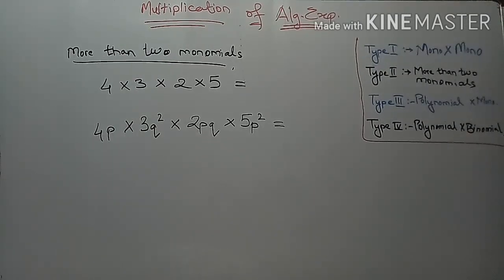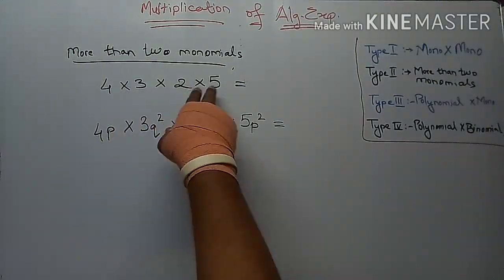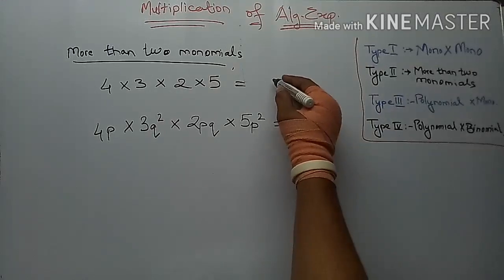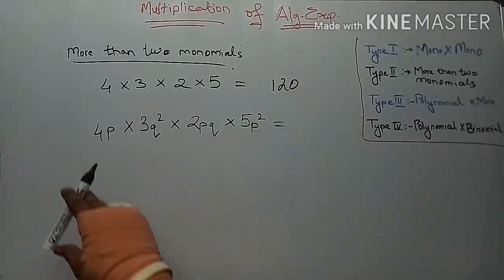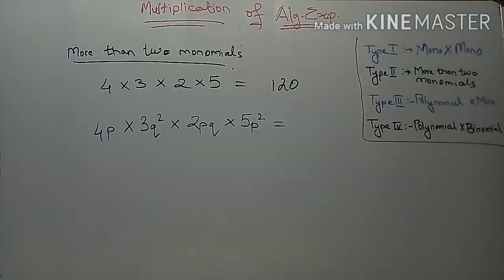In this example we have more than 2 monomials, meaning any number of monomials which are more than 2. First consider a simple example with numbers: 4 into 3 into 2 into 5. These are 4 different numbers. When we multiply this, what do you get? It's a simple multiplication, and I expect you all to solve it on your own. It is 120. 4 threes are 12, 12 twos are 24, 24 fives are 120.